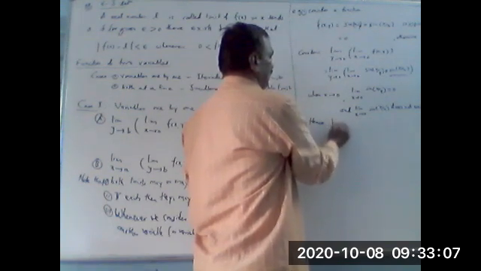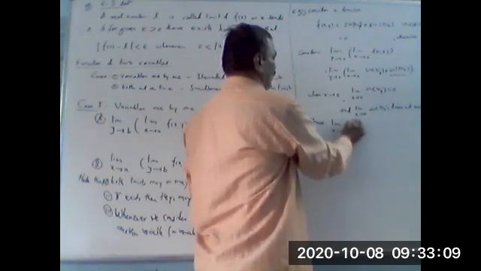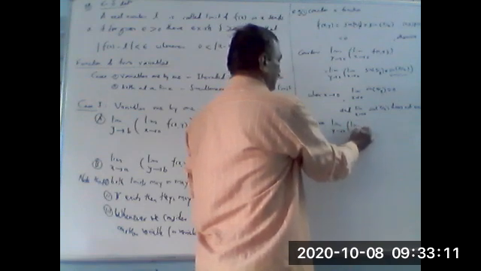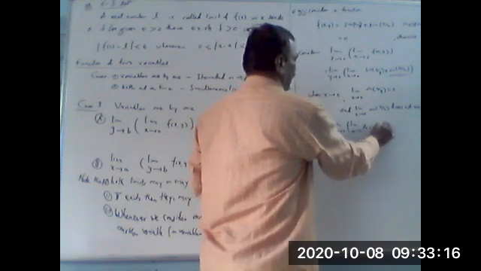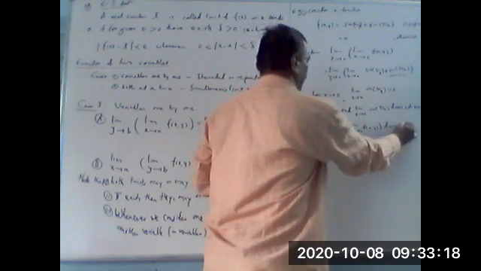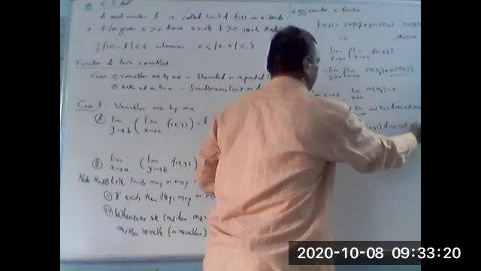Hence, limit y tends to 0 of limit x tends to 0 of f of xy does not exist.